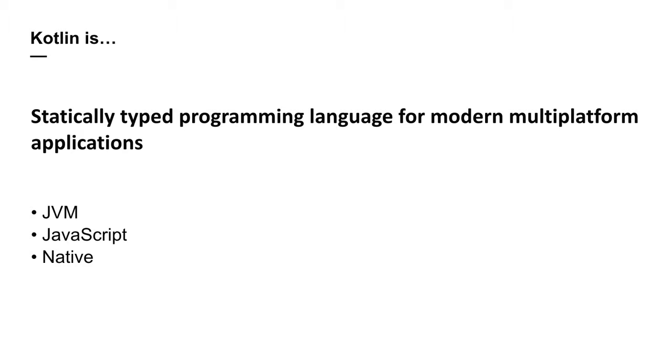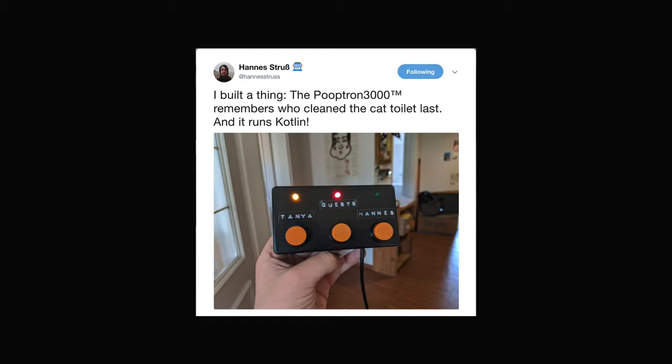targets. So on the JVM, Kotlin is a great alternative to Java. It has recently become a recommended language for Android development. In the browser, it is a good alternative to TypeScript, so it has benefits similar to TypeScript. And, well, native is obvious. So basically, Kotlin runs everywhere. If you have a cat litter management problem, you can make an IoT device and run Kotlin inside it.